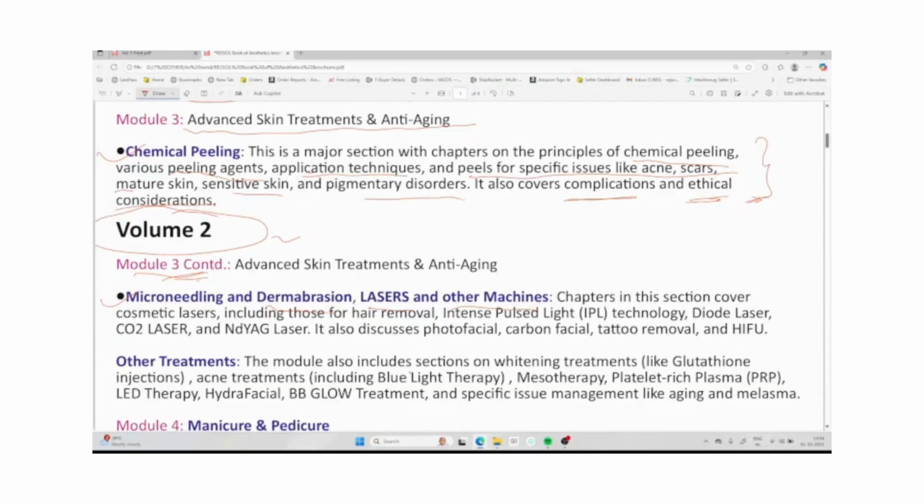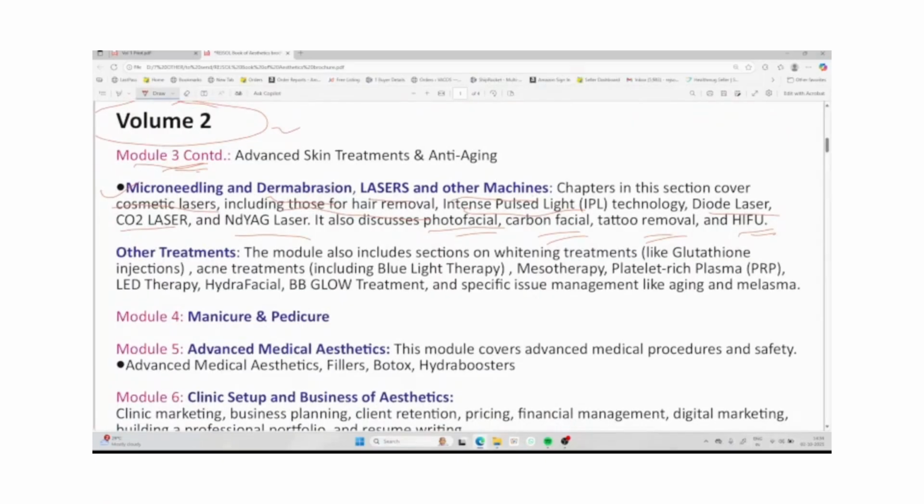Then what is covered is IPL, hair removal, all the cosmetic lasers, then the diode laser, CO2 laser, Nd:YAG laser. Then it will also focus on photofacials, carbon facials, tattoo removal and HIFU. The other treatments in this module 3 are various whitening treatments that are incorporated, like glutathione injections, and the acne treatments that will include blue light therapy and others.